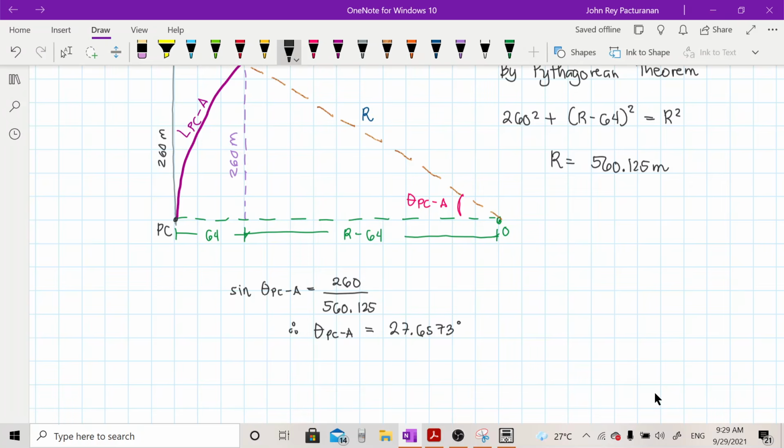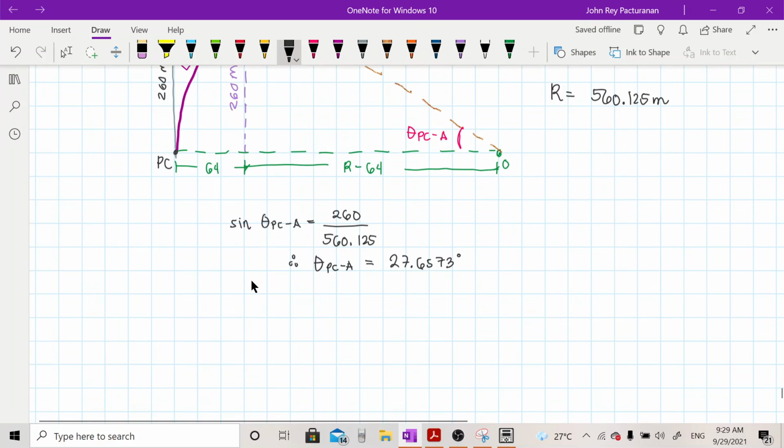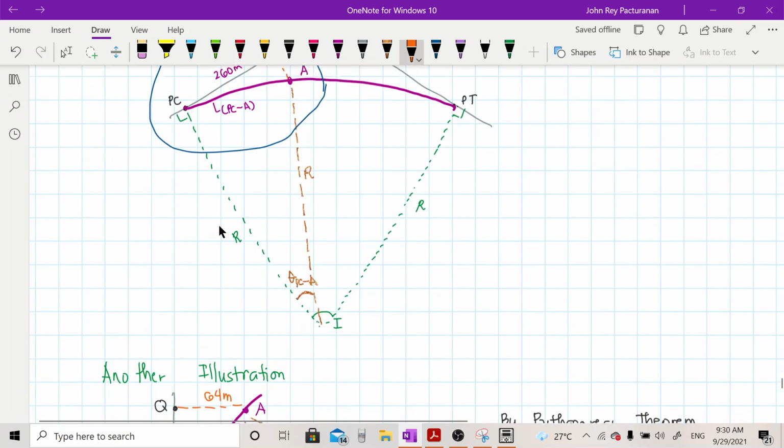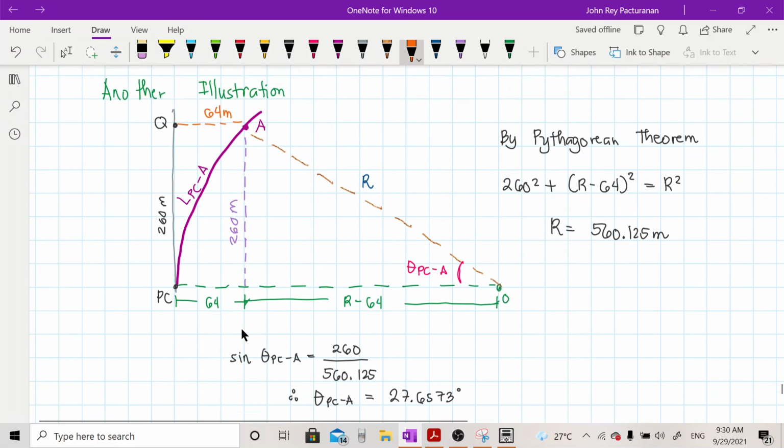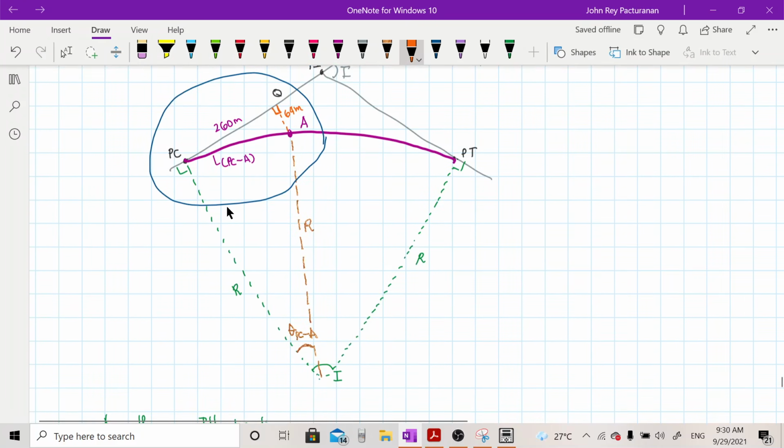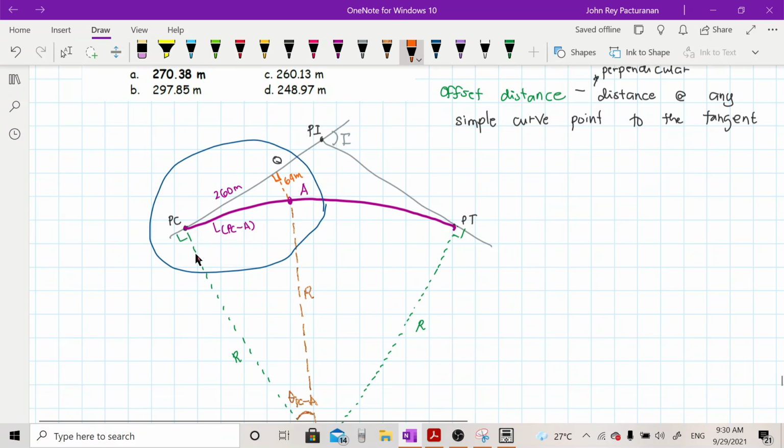So now, dahil alam na natin yung angle from PC to point A, how can we solve for the length of the curve? So, balik tayo doon sa na-derive natin na formula ng length ng kurbada, which is pi R I over 180 degrees, di ba? Ito yung ginagamit nating formula kung i-consider talaga natin is from PC to PT. Kaya lang, hindi naman yun pwede nating gamitin kasi hindi naman yung entire simple curve yung kino-consider natin.